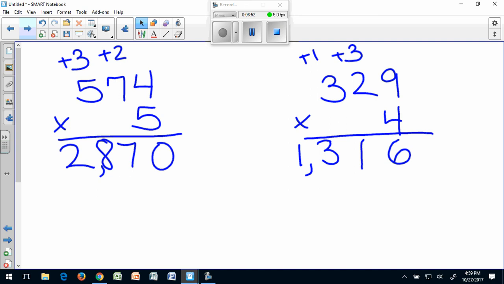The answers should be 2,870 and 1,316. If you've gotten all the practice problems correct, you are ready to go on to do some practice work in the class. Nice job.